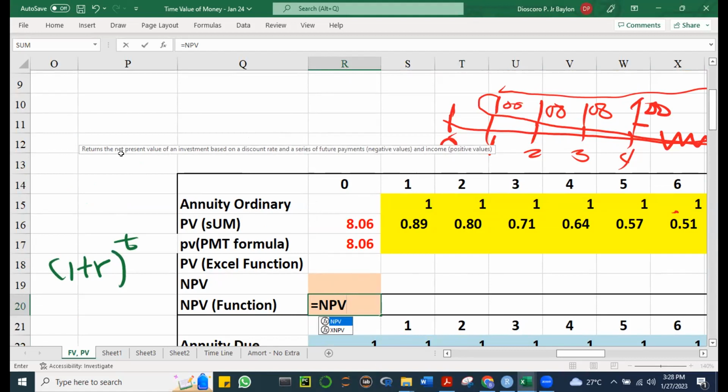It says here, returns the net present value of an investment based on a discount rate and a series of what? Series of what? Everybody, please. Series of, class. Future payments. Future income, payments. Okay, so the NPV function of Excel is used for future payments.